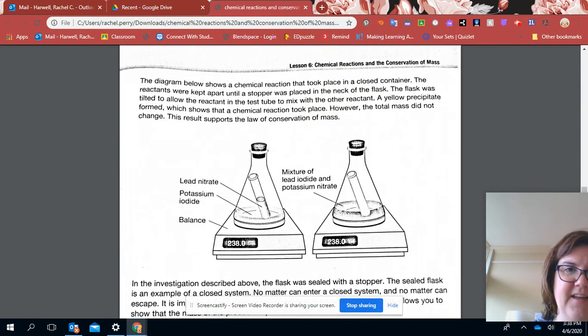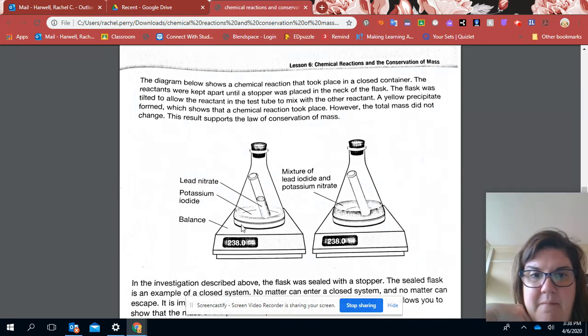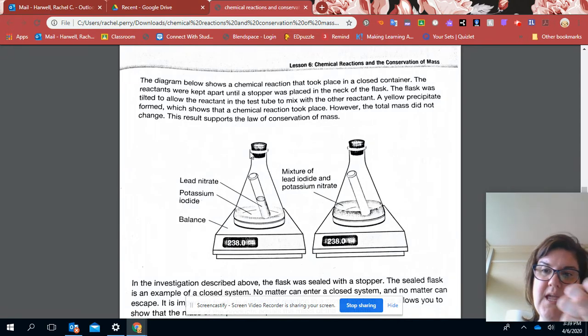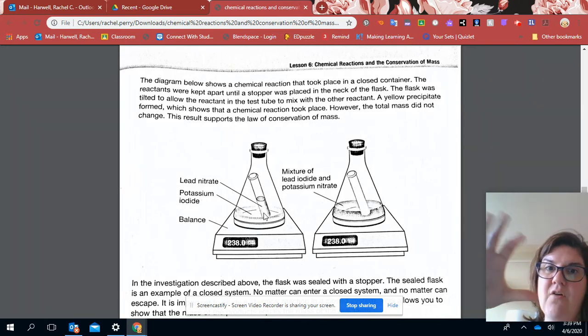Page 35. The diagram below shows a chemical reaction that took place in a closed container. So we're going to call that a closed system. The reactants were kept apart until the stopper was placed in the neck of the flask. The flask was tilted to allow the reactant in the test tube to mix with the other reactant. Remember, the reactants are like, if I'm baking, those are going to be my ingredients, what I start with, right? So I have a reactant here in the bottom, and I have a reactant liquid here, and I put a stopper on the very top of it. And then what they're saying is they tilted it to let this liquid out of this test tube into this flask here so that both of the liquids, both of the reactants, interacted with each other.